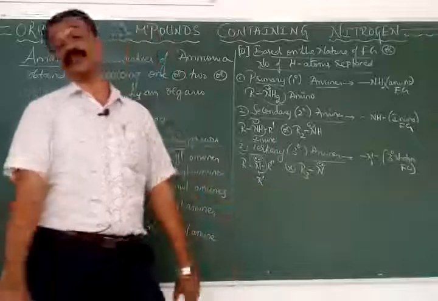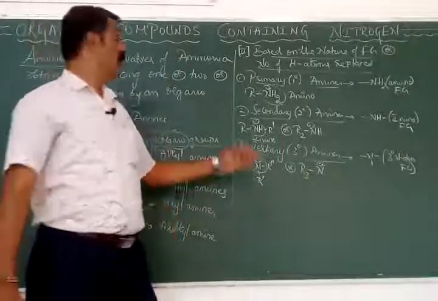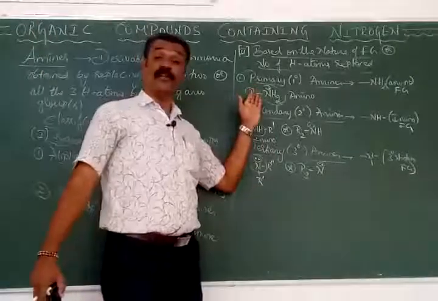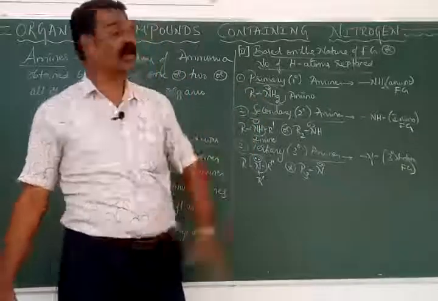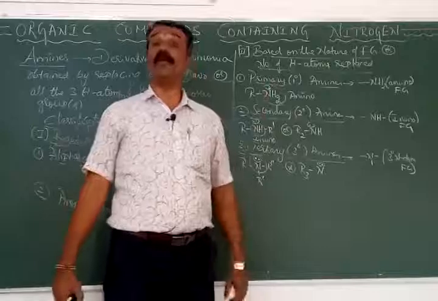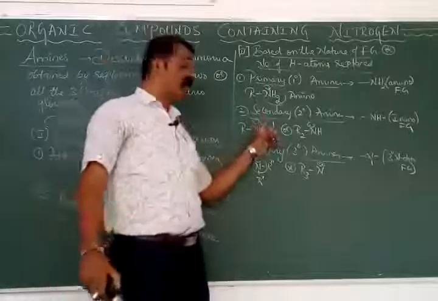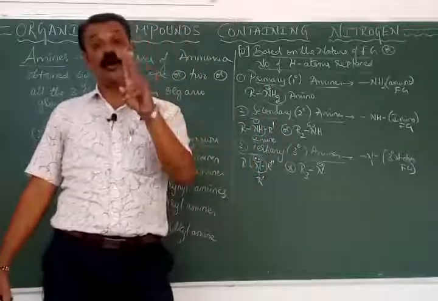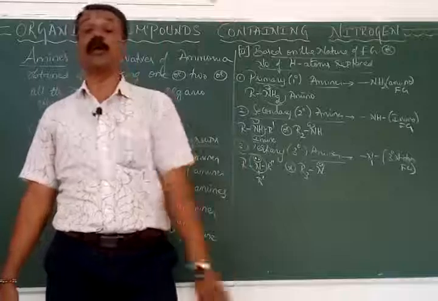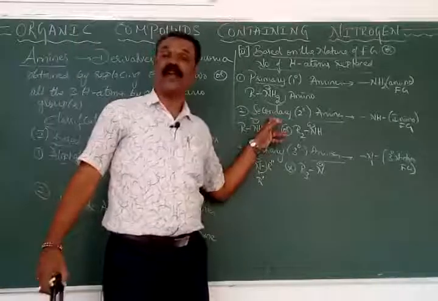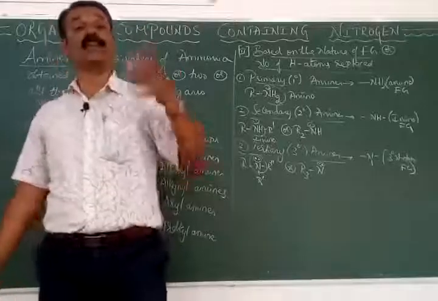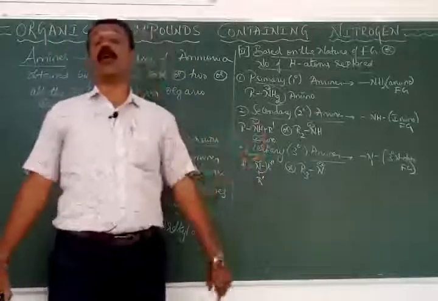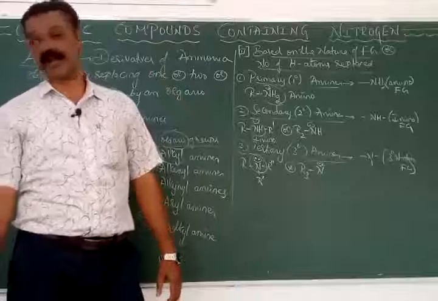Or you can have the extended definition. The derivatives of ammonia obtained by replacing only one hydrogen atom by one organic group are called primary amines. Replacing two hydrogen atoms by two organic groups gives secondary amines. Replacing all three hydrogen atoms by three organic groups gives tertiary amines.